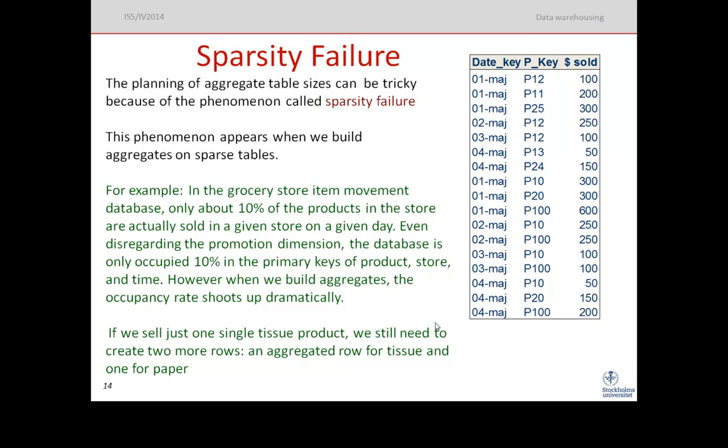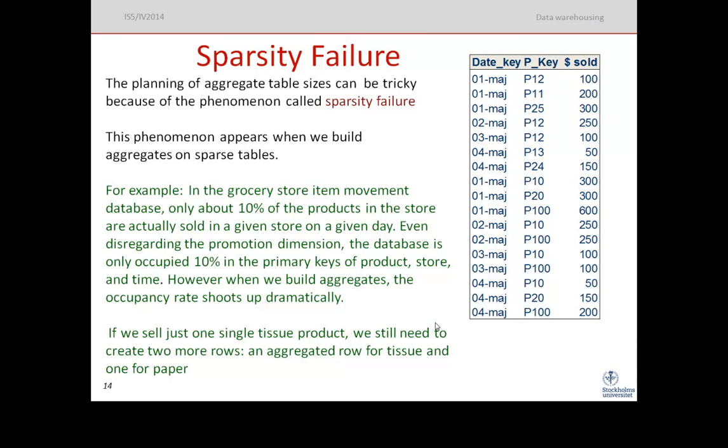If we sell just one single tissue product, we still need to create 2 more rows, an aggregated row for tissue and one for paper. So that's the general idea. Think of these three star join schemas: one for the base level, one for the subcategory, tissue, and a third for the paper category.